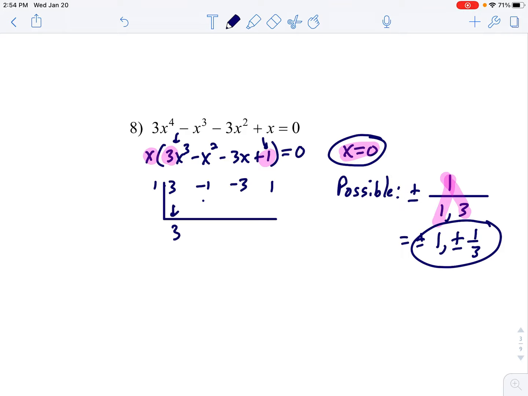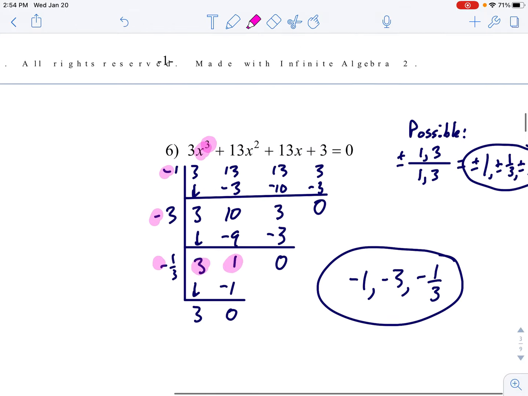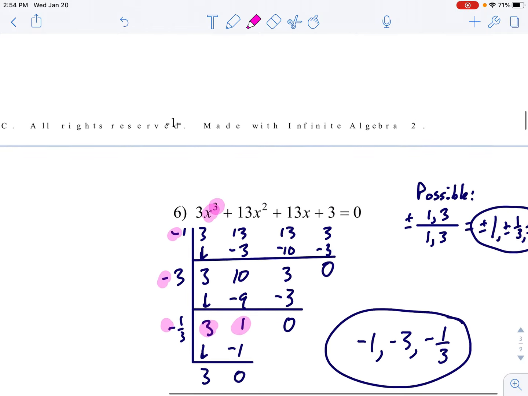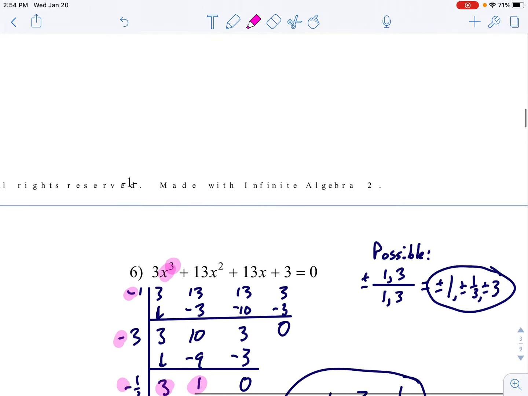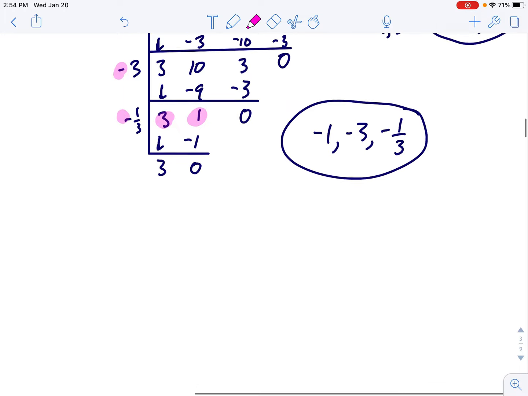Bring down a 3, multiply it. Add it, you get 2, multiply it. Add it, you get -1, multiply it, you get -1. Now, in every problem, +1 has worked. Oh no, it didn't work here, did it? But -1 did. Does that mean either +1 or -1 is always going to work?